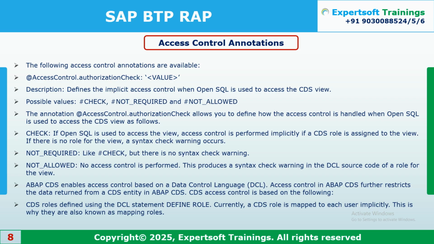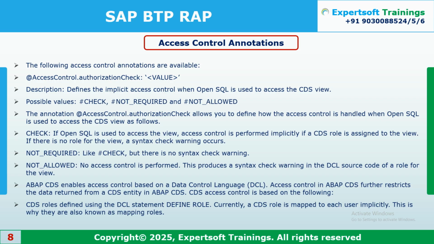So how is the check working? If it is checked, it will check the CDS view and look for the access control DCL language. It allows you to define how the access control is handled when OpenSQL is used to access the CDS view. If OpenSQL is used to access the view, access control is performed implicitly if a CDS view role is assigned to the particular view.